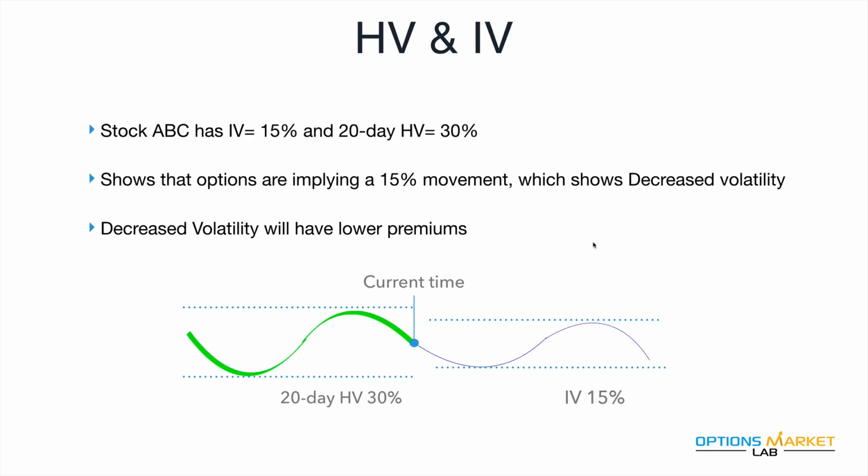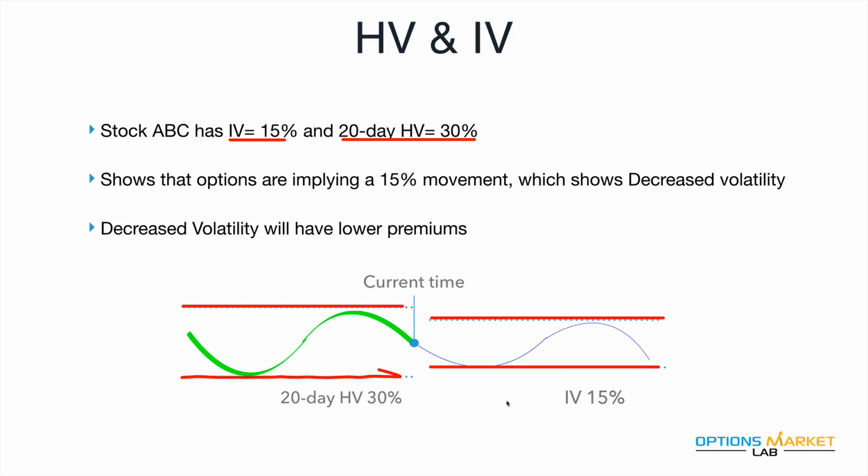Now let's say it's the other way around. Let's say we are looking at a stock that has an IV of 15% and a 20-day historical volatility of 30%. That's showing us that before it was very high at 30%, and now all of a sudden it dropped 50%, from 30% to 15% implied volatility. That means if the market was implying a large move, it happened, and now the volatility has dropped. In return, we now have lower premiums than previous days. Now these were your implied and historical volatility.